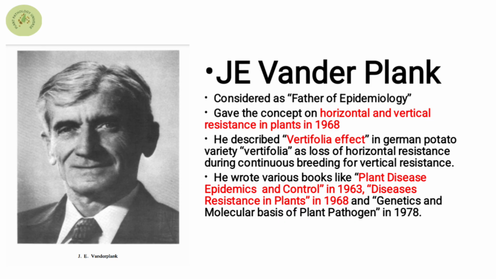Vertical means when resistance is significant for one, lesser for another, and so on. When there is a differentiation in resistance in two or more species, then it is vertical. Otherwise, if it is similar, then it is horizontal, right? He also gave one effect, which is a very commonly asked question, that is the vertifolia effect. Why is it named the vertifolia effect? Because it was identified for the first time in the vertifolia variety of German potato. And the vertifolia effect means loss of horizontal resistance if we are continuously breeding for vertical resistance, right?